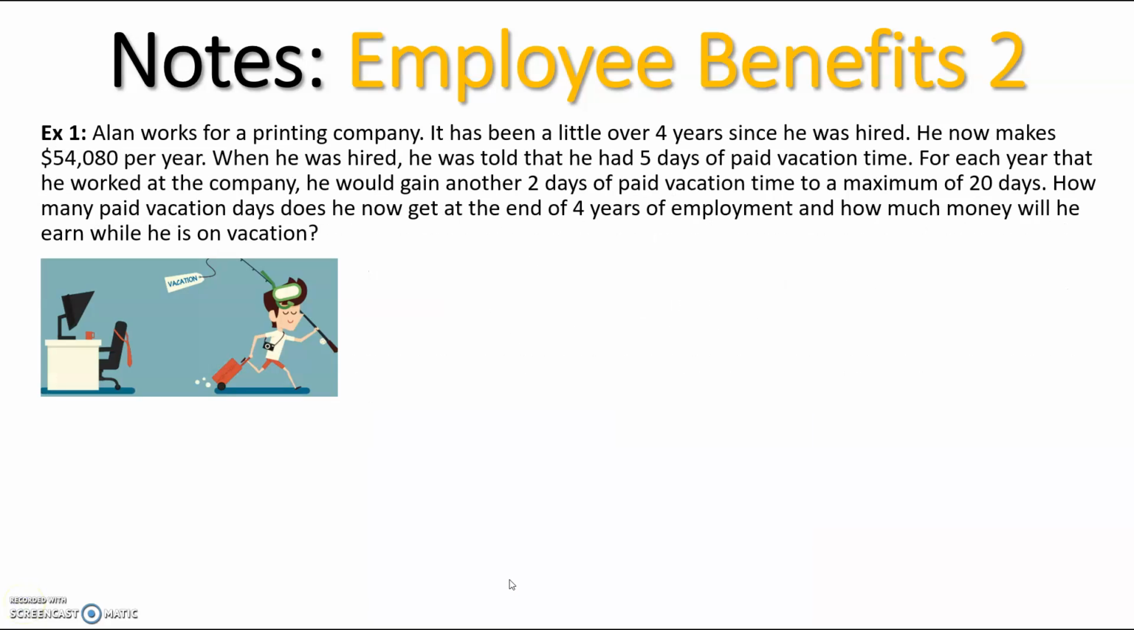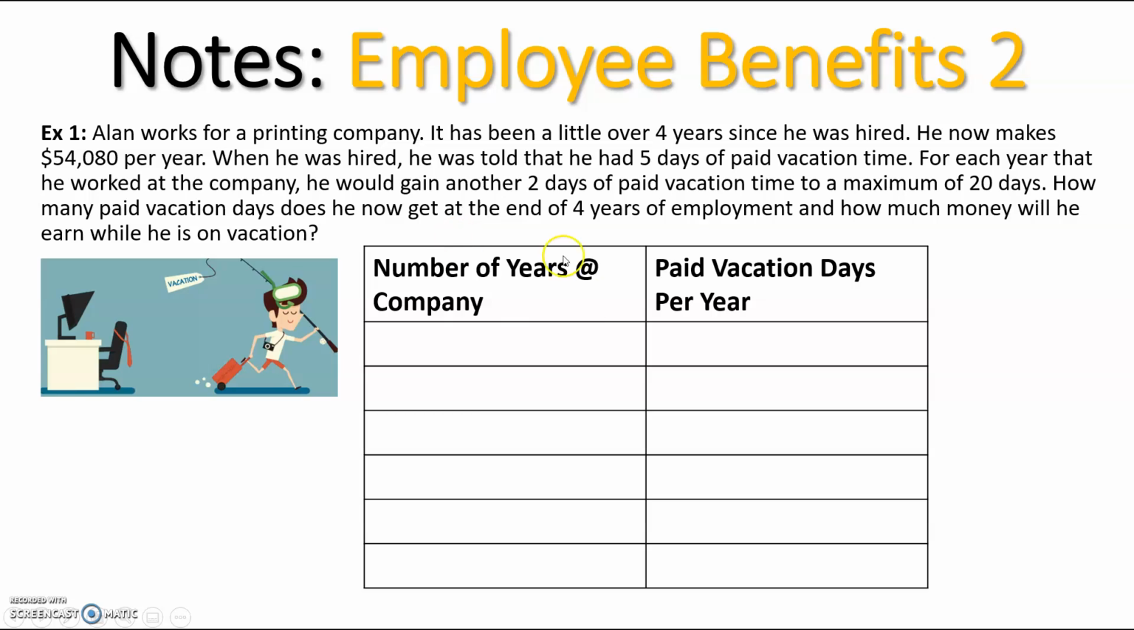All right, so the simplest way to figure this out is going to be to create a table. Let's create a T-table with the number of years at the company in the first column and paid vacation days per year in the second column. Now, according to this problem, when he had worked for the company for 0 years, right when he was just hired, they were already going to give him 5 paid days of vacation time. So we're going to put 5 here.